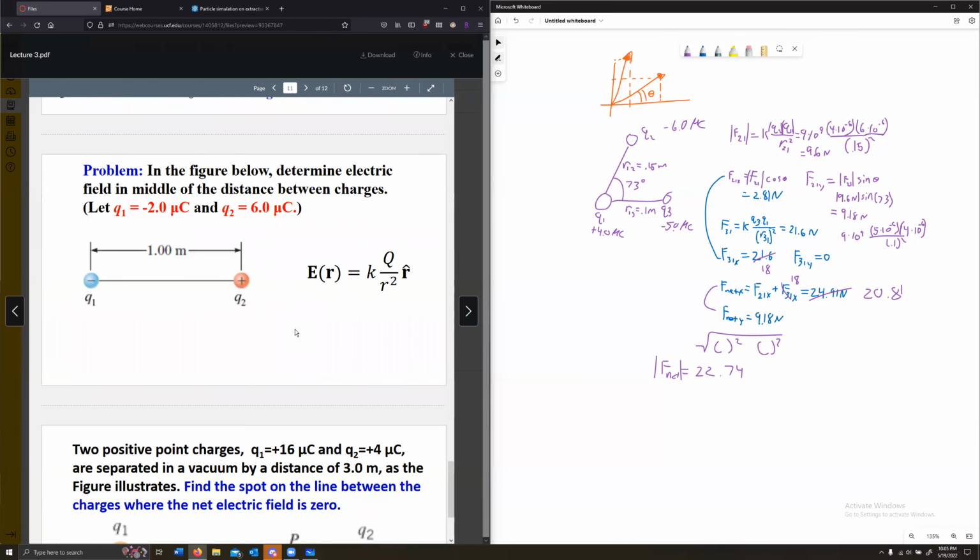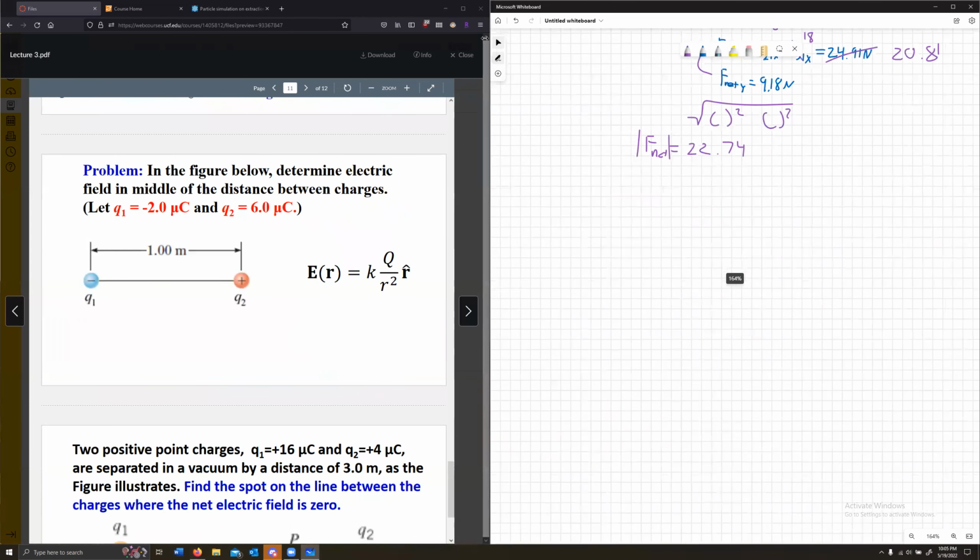Then we have these. In the figure below, determine the electric field in the middle of the distance between the charges. So with this, I'm thinking we have Coulomb's constant. Do you guys have the answer for this one? Give me a sec just to find out. Okay. Yeah, I didn't get it.